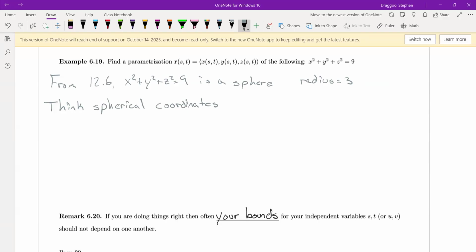So in spherical coordinates, what are our usual parameters? Well, we've got rho and theta and phi. In this particular case, rho is just 3 because I'm only parameterizing the surface of the sphere. I'm not trying to get its interior. I don't want to parameterize a solid sphere. I just want its surface. So rho is going to be 3. But then the other two angles will be my two parameters. So I'll keep using t for theta, which means I'm going to have s for phi.